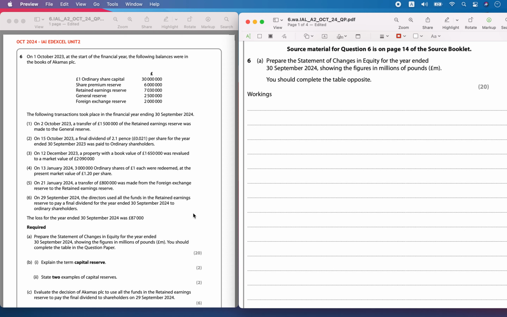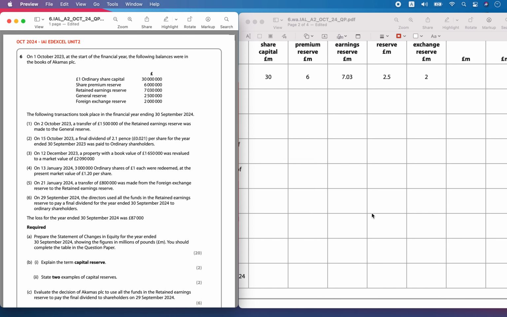Hello, today we are solving the October 2024 paper, Unit 2, question number 6. On October 1st, 2023, at the start of the financial year, the following were the balances in the books of Akamas PLC. The ordinary share capital, share premium reserve, retained earnings reserve, general reserve were given, and the foreign exchange reserve was around 2 million. Then certain transactions took place, and there was a loss at the end of the year. Prepare the statement of changes in equity for the year ended 30th September, showing the figures in millions of pounds. You should complete the table in the question paper.